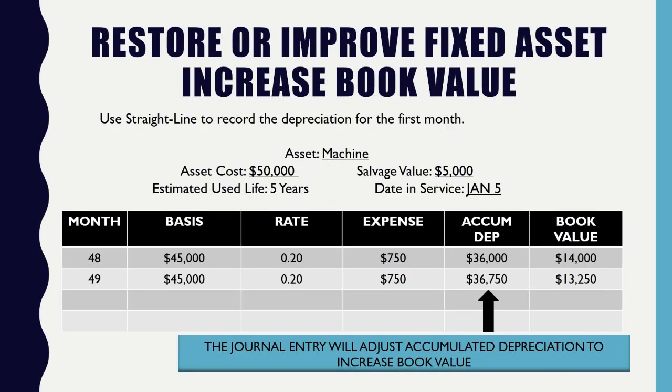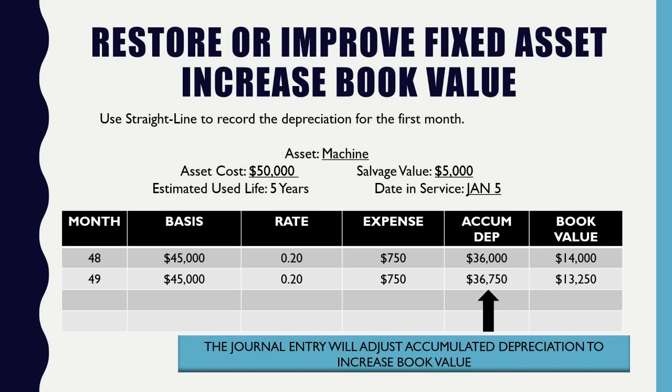So how would that work in your depreciation table? Well, here's what we know, okay? You're still using straight line, right? The asset machine is still $50,000, right? And the salvage value is still $5,000, and you got 5 years, and you place into service as January 5th. Now, here's that one line I just read, right? On the 49th month, right? You currently have accumulated depreciation of $36,750 and the book value currently at $13,250.